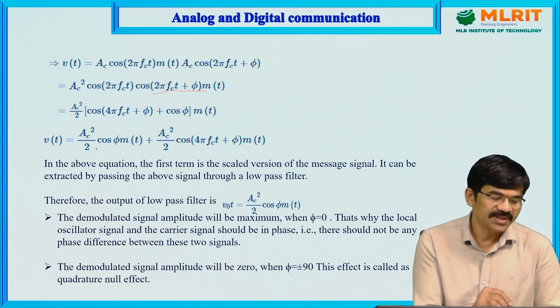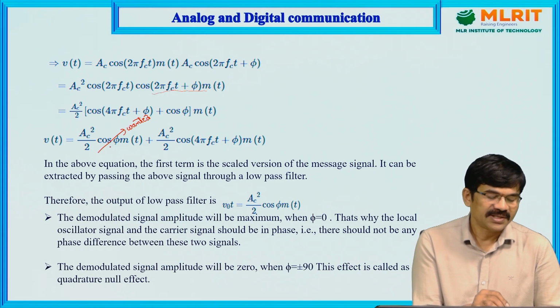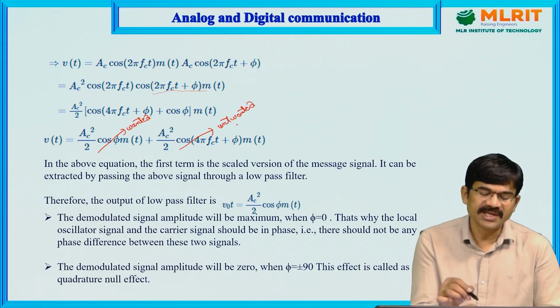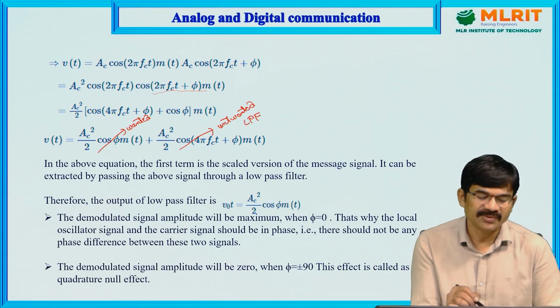Among those two terms, this one, cos phi multiplied with m of t, is the wanted signal. Original information is concentrated in m of t. The other term is the unwanted term. This can be eliminated by using a low pass filter.